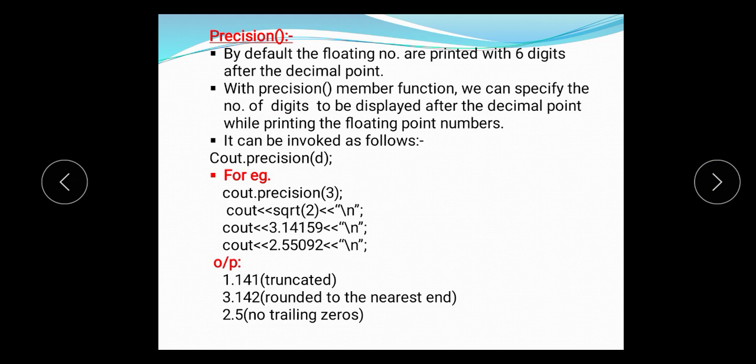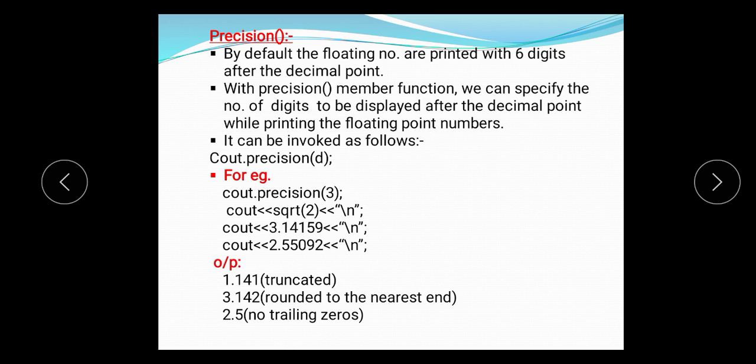Next is the precision function. By default, floating numbers are printed with 6 digits after the decimal point. As we know, by default when we display a float value, 6 digits after the decimal point can be displayed. But if I want to display only 2 digits or only 3 digits, it should depend on the user. At that time you can use the precision function of the ios class. With the precision member function, we can specify the number of digits to be displayed after the decimal point while printing floating point numbers. It can be invoked again with the help of an object of the iostream class.